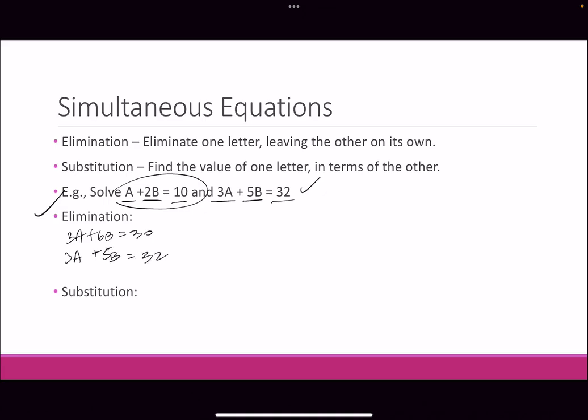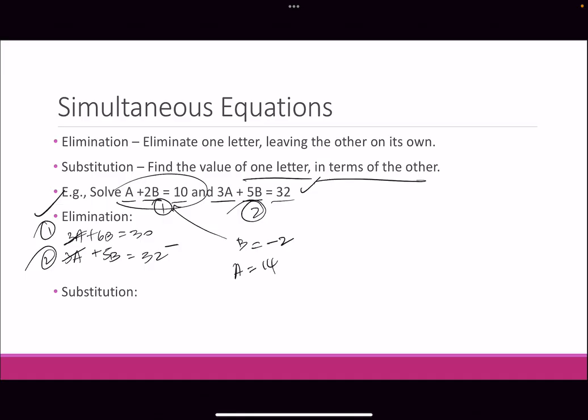So this is equation 1 and this is equation 2. Now I can subtract these equations from each other. 3A minus 3A equals 0. 6B minus 5B is just B. And then 30 minus 32 equals minus 2. So I found that B equals minus 2. Now I can sub this back into here: A minus 2 times minus 2, so A minus 4 equals 10. So A equals 14.